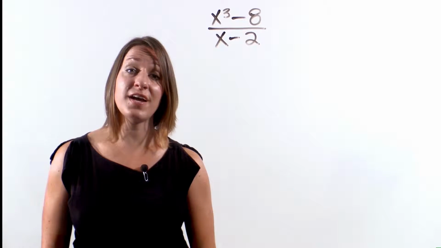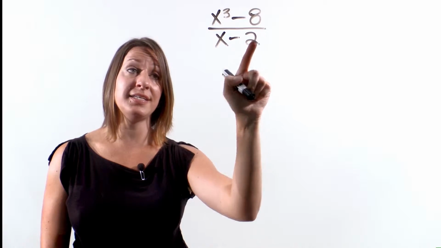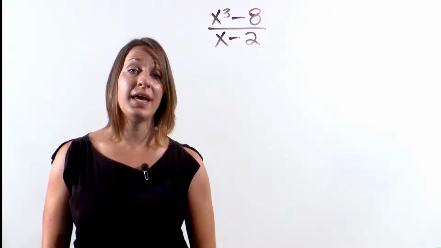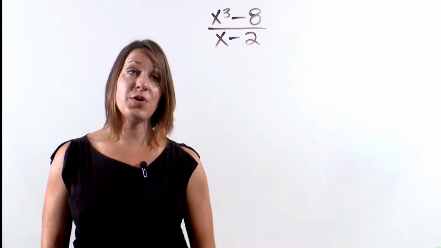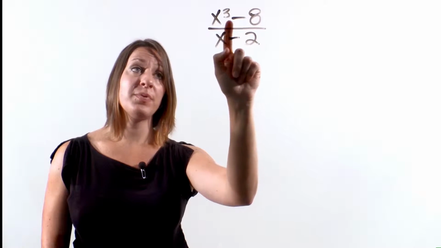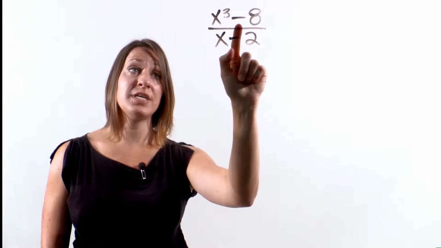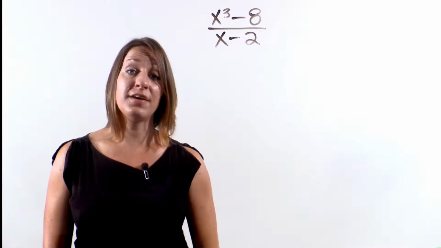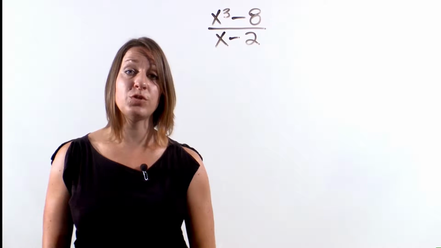Now, let's look at this final example together. We have x cubed minus 8 divided by x minus 2. Now, you may notice that our top binomial looks a little small. Okay, we have an x cubed and then we have a minus 8. Now, if this was in descending order, it's missing a few of the terms in between.